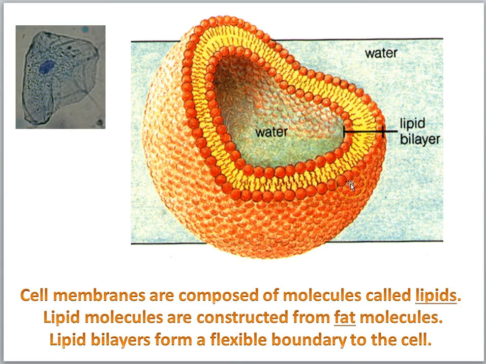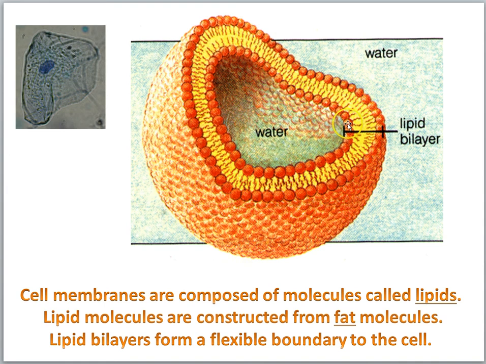Now in this picture, we'll take a look at what cell membranes are composed of. So here again we have our cheek cell, and here's a cartoon version of the cell membrane. So the water inside would be the cytoplasm of the cell, and then the water outside would be the fluid outside the cell. So the cell membrane is composed of molecules called lipids. And lipids are constructed from fat molecules, actually, in our diet, but they form a flexible barrier, a boundary to the cell. In fact, if you look closely, there are two layers of these lipids.